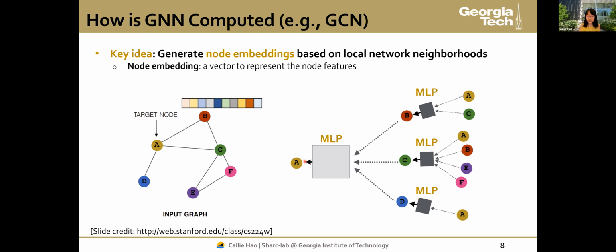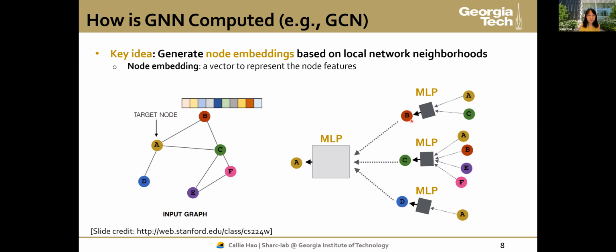This is the local network neighborhood. This is the node of interest, and this is the computation graph for this node of interest. For example, node A has neighbors B, C, and D. So here it aggregates information from B, C, and D.